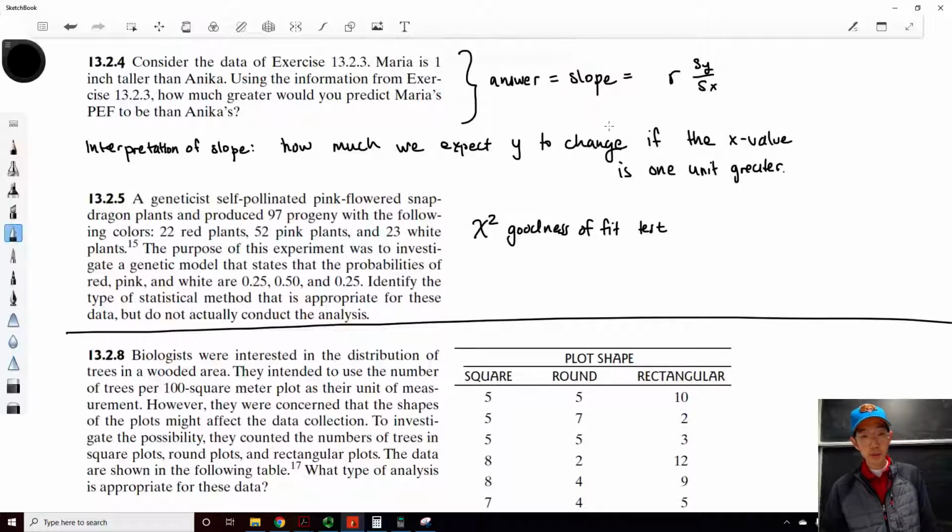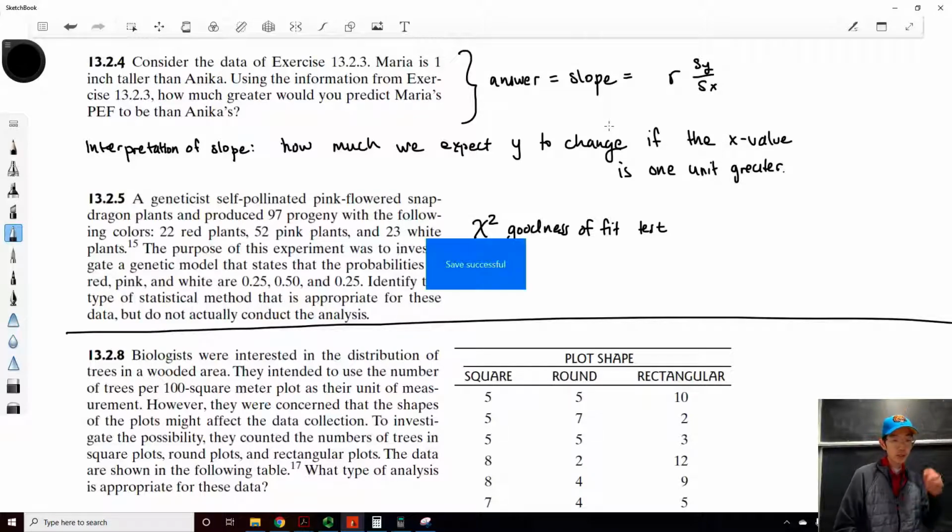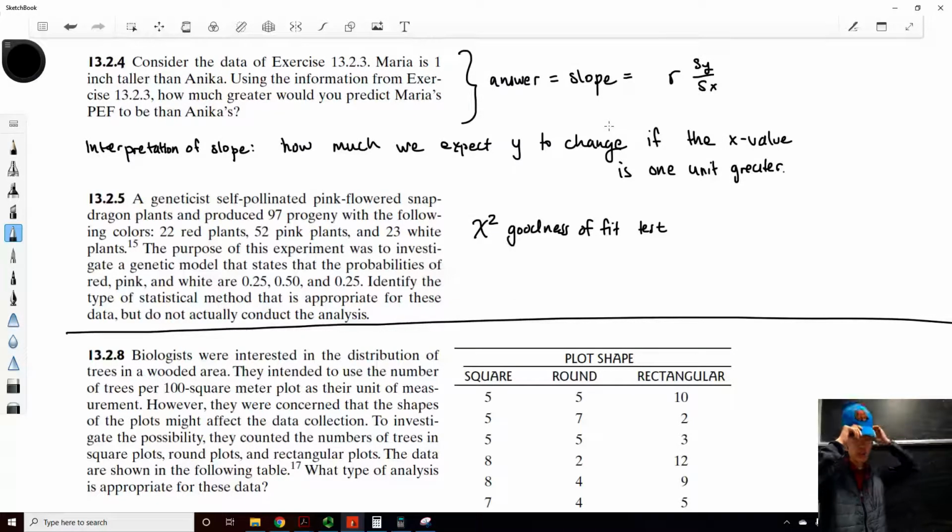All right, so here we want to look at the distribution of trees in an area, and they're trying to count how many trees are in a 100 square foot plot. But they're wondering, does it matter if we section them off in squares, or should we pick circles, or should we look at rectangles? Is this going to affect how many trees end up in the plot, or maybe it doesn't matter? So they want to know, does the shape of the plot that they use affect the tree count? So they did some square shapes, some round shapes, and some rectangular shapes.